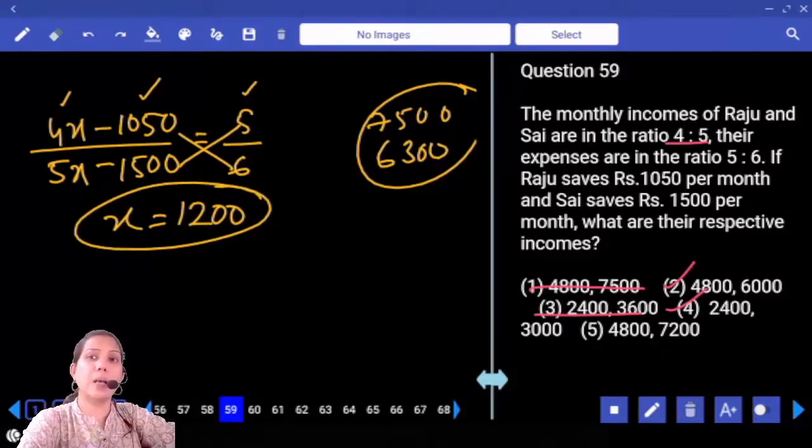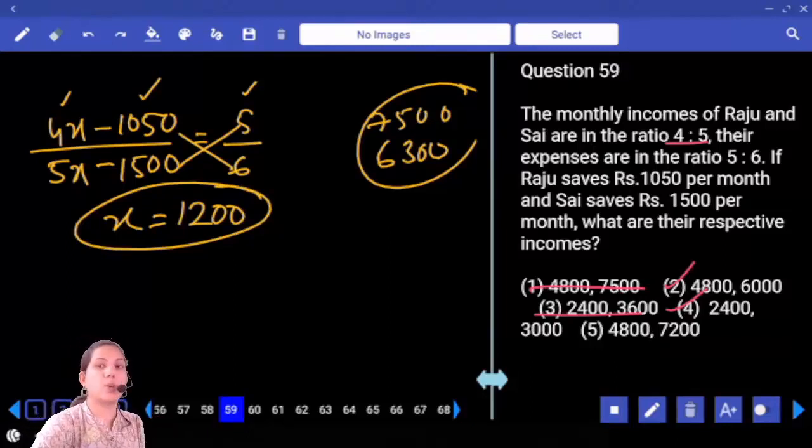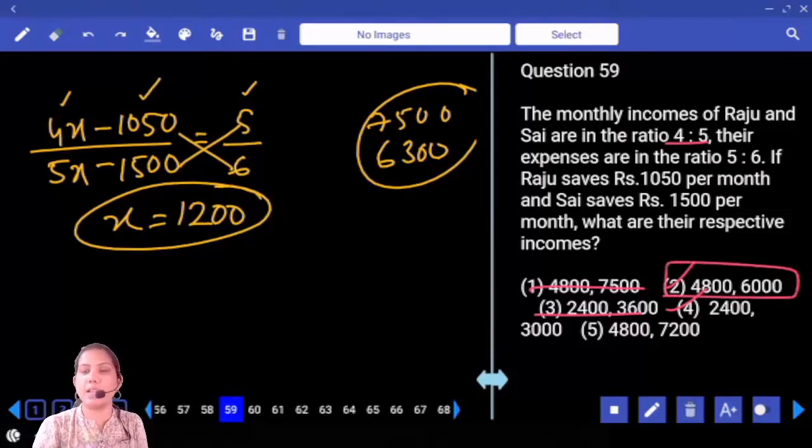And the question is, what do we need to find? Incomes. What is the first person's income? 4x. Then 4 times 1200 is 4800. Then my answer is the second option, 4800 and 6000.